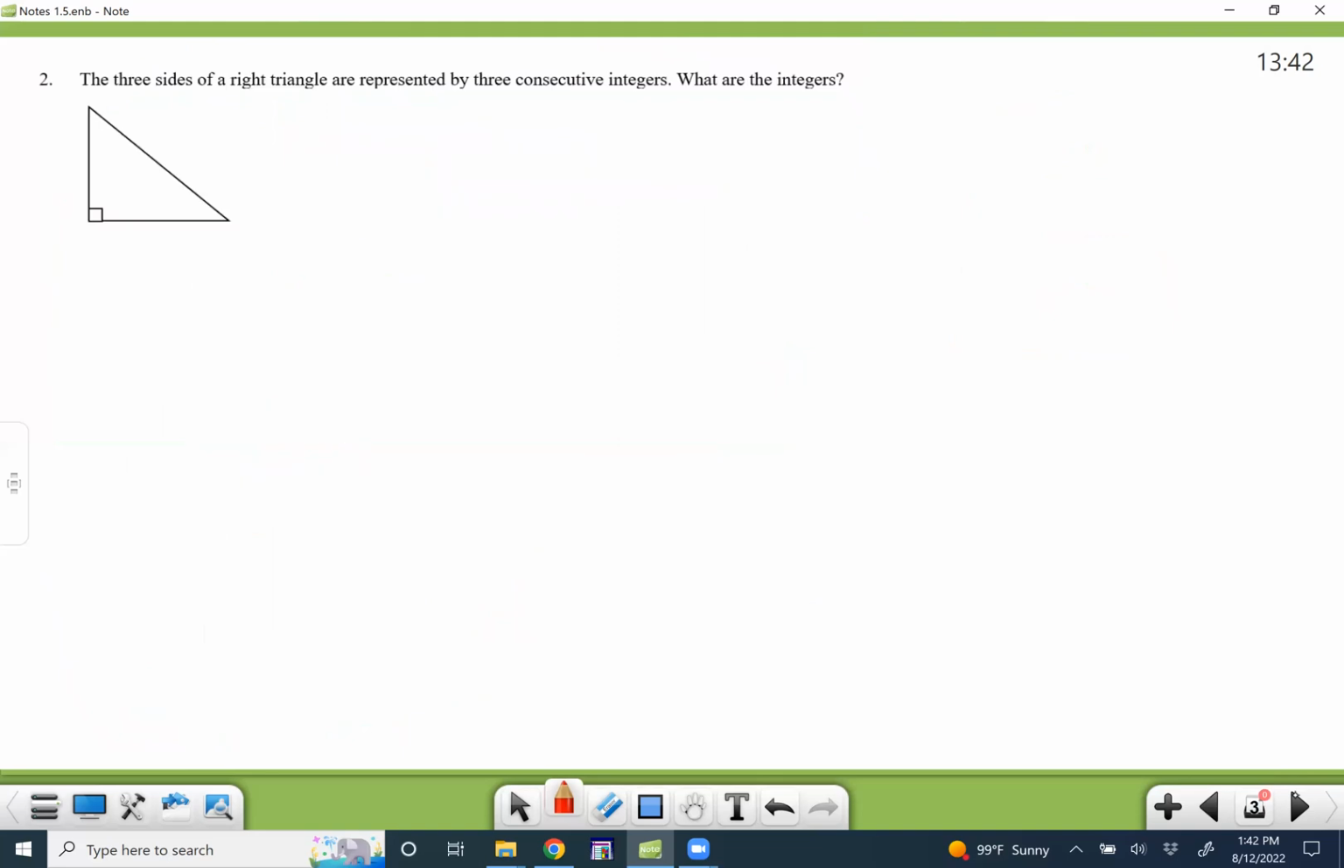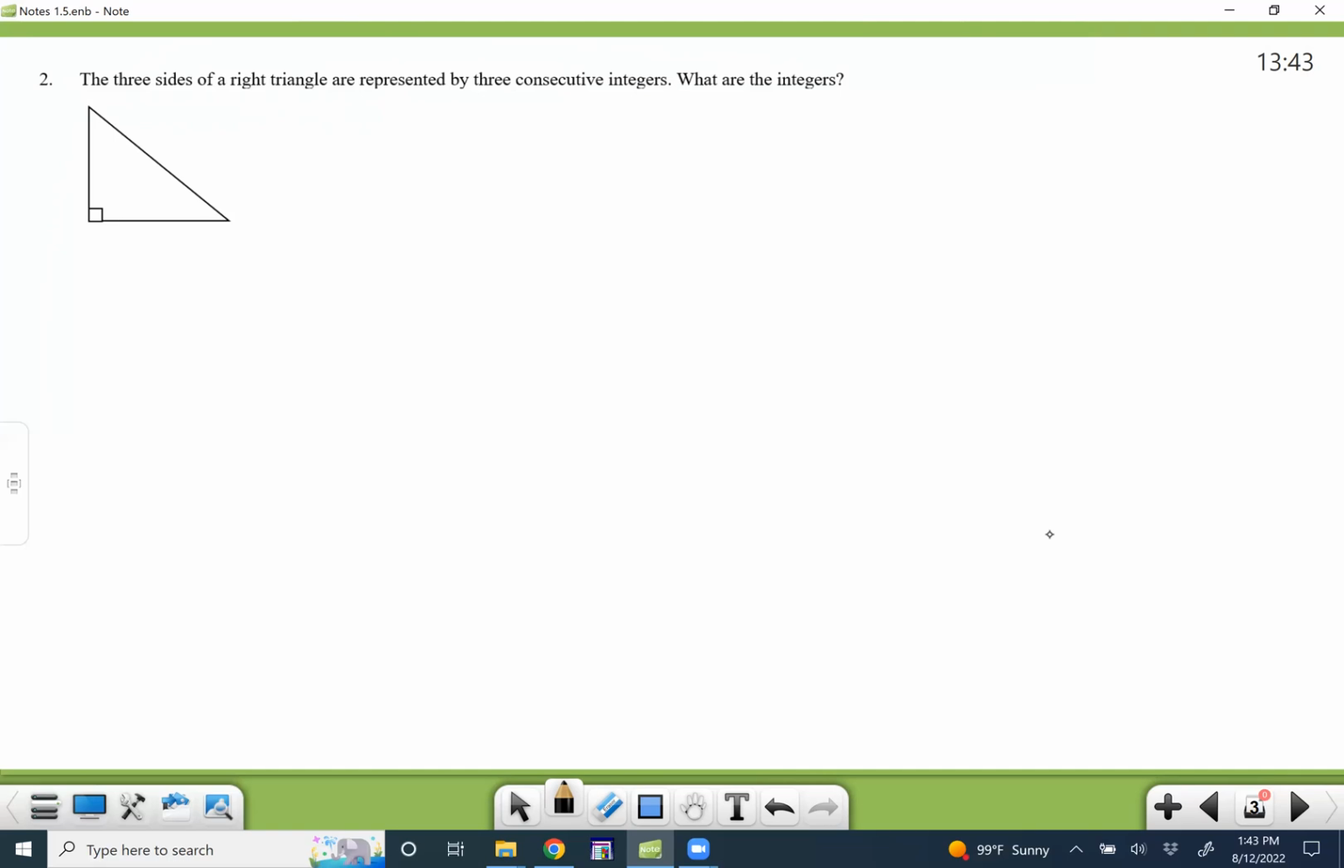All right, let's try another. The three sides of a right triangle are represented by 3 consecutive integers. What are the integers? Now, if it's a test in my class and you just know the answer, because you tinkered around, that's fine. You used logic to get it still. I'm cool with it. Or maybe you even remember the 3, 4, 5 right triangle, the Pythagorean triple from geometry class or something.